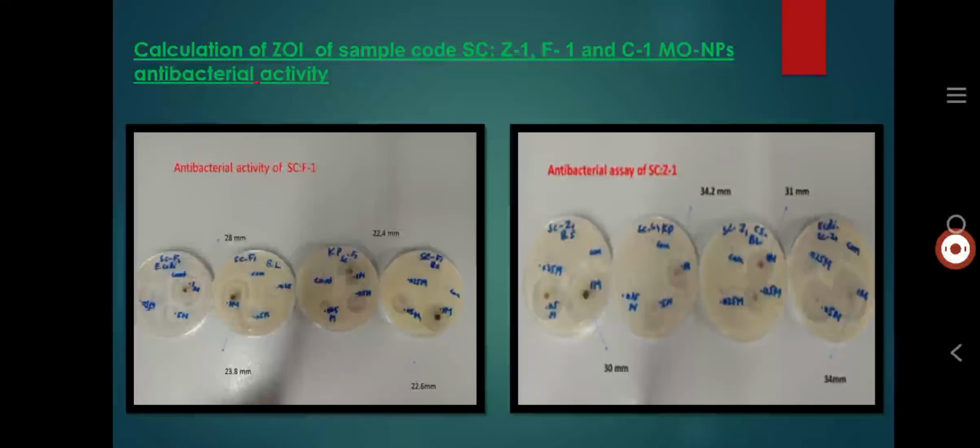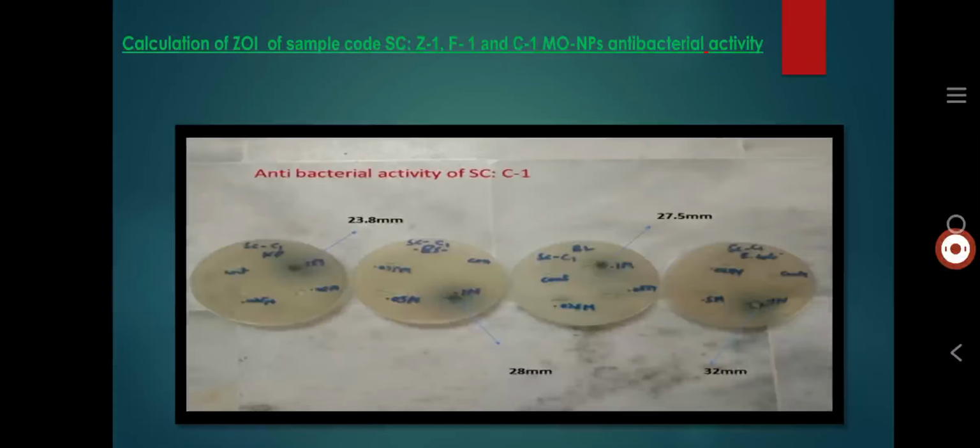Here are some calculated results of the antimicrobial activity of the iron oxide and zinc oxide, which I calculated on the plates. And here is also the antimicrobial activity of the copper oxide, which you can easily see with the plates, which I calculated as 23.8, 28, and 32.